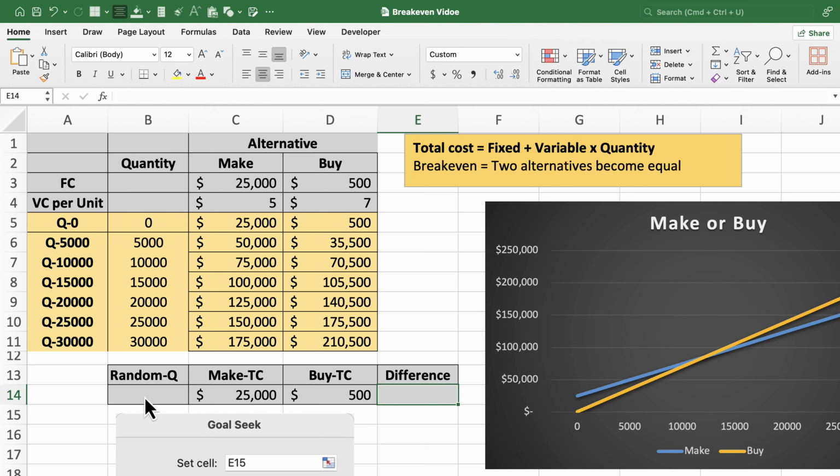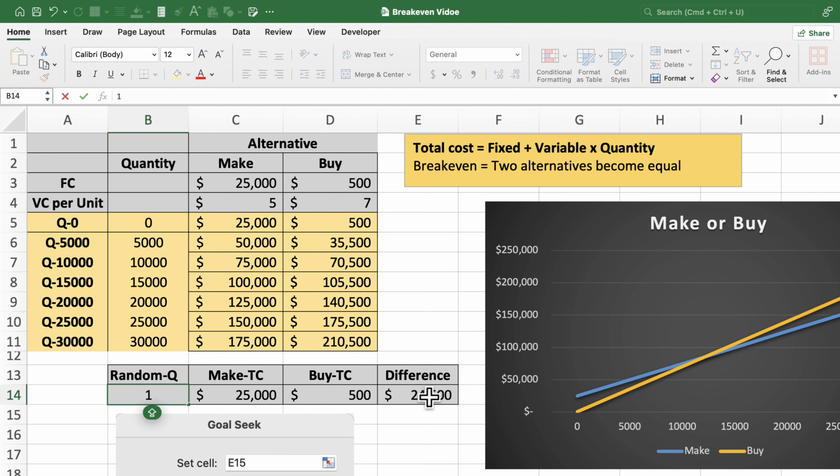That's it. Now I want to calculate the break-even point, and at the break-even point, these two options become equal. So when they are equal, what would be their difference? Their difference would be 0. So the formula for difference will be this one minus the total cost associated with the buy option. Over here I will enter a random quantity. For example, I can just enter maybe 1. You can enter 2, 3, 4, 5, 100, 10,000. It doesn't make any difference. It should be a random quantity.